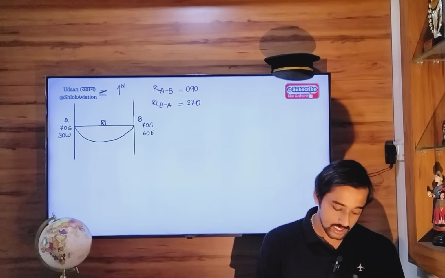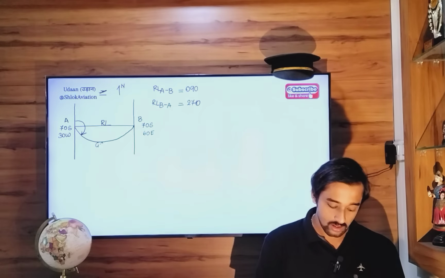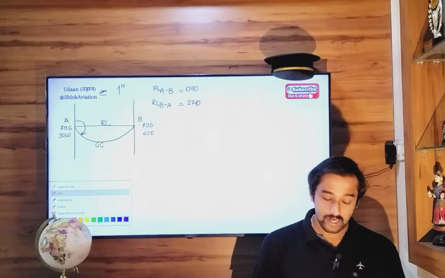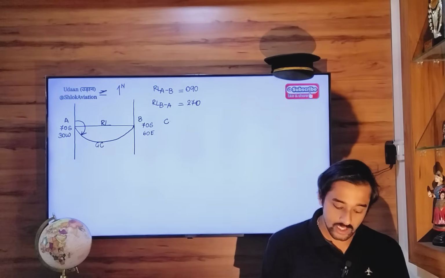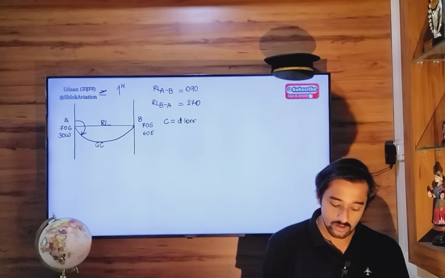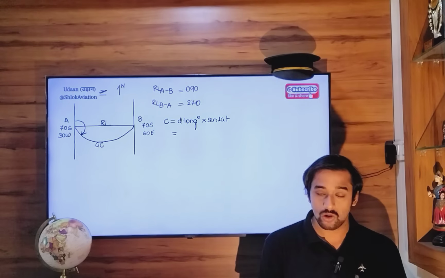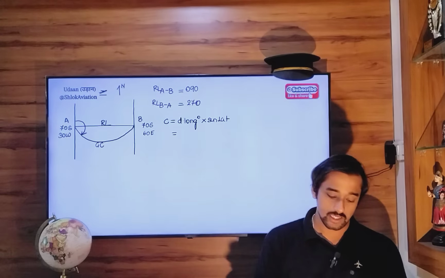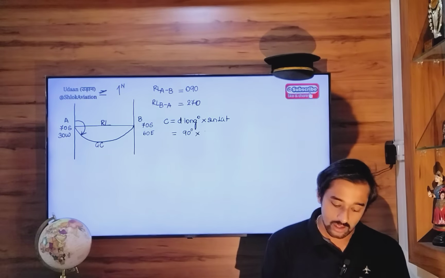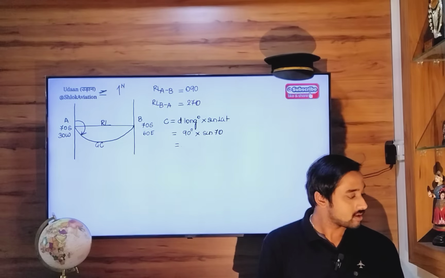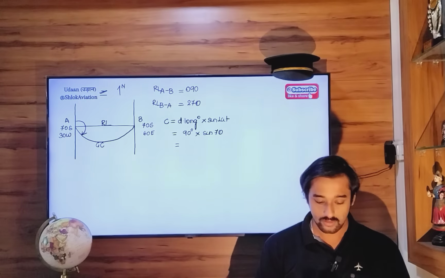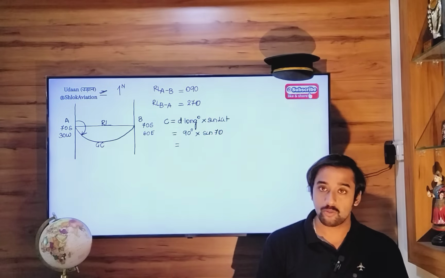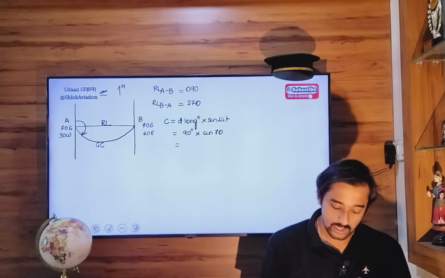We have to find the great circle A to B. To find the great circle A to B, we must first find the convergency angle. So convergency is d long into sine lat. The difference between these two longitudes is 60 east plus 30 west, 90 degrees, into sine 70. So 90 into sine 70 is equal to 84.5 degrees. So let's consider 84.